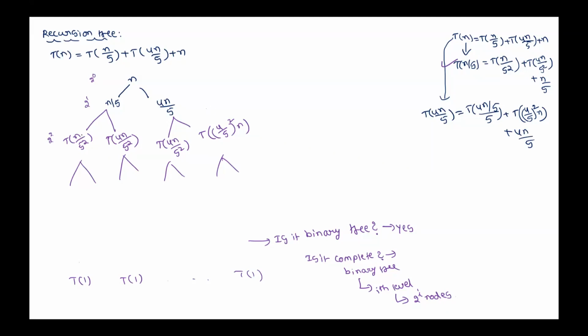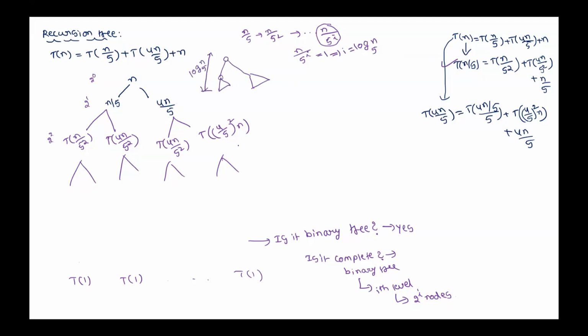So it is n by 5 square. Next it becomes n by 5 cubed, n by 5 power 4, and so on. It comes like this, first n by 5, till it becomes 0. At some point of time, n by 5 power i. So in order to get t of 1, we should make n by 5 power i equal to 1. That implies i is log n base 5. So on one side of this recursion tree, it stops after log n base 5. Yes, it stops or not?